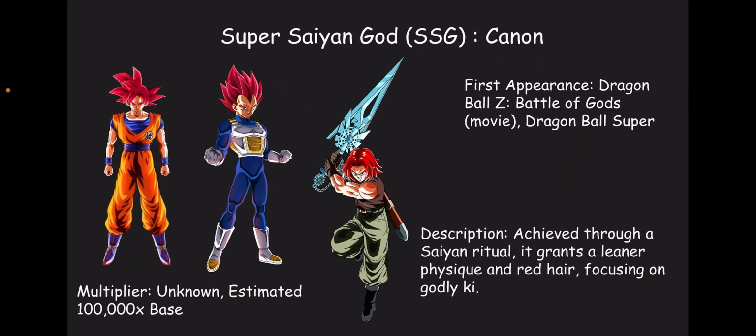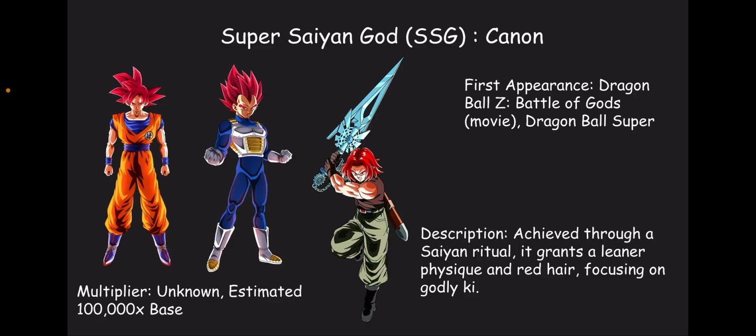Now we have Super Saiyan God. This one is definitely unknown, but based on calculations done by people on Reddit and other YouTubers, I honestly agree with the 100,000 times base. It makes the most sense, and it really shows how much stronger the transformations are compared to the others.